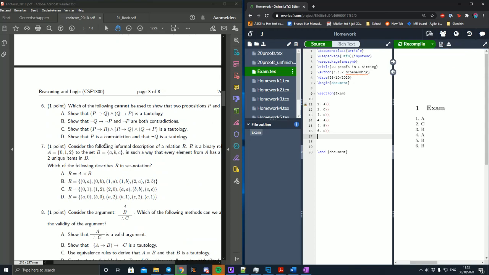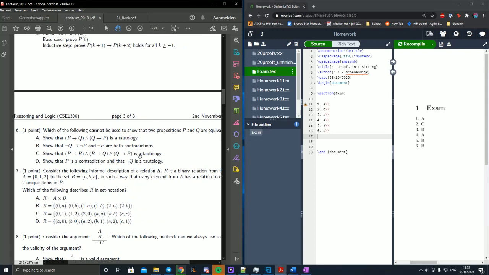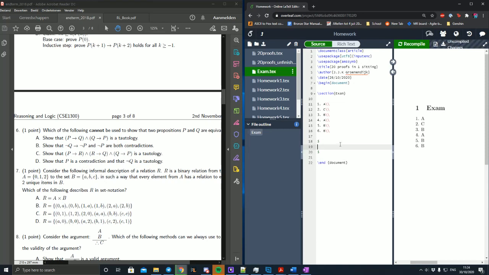I'm not sure the converse is logically equivalent. For which one? For C, because it's Q implies P, not Q implies not P. Well, for C or for D? C. Okay, well, let me work it out real quick. So we have P right arrow R, R right arrow Q and Q right arrow P.